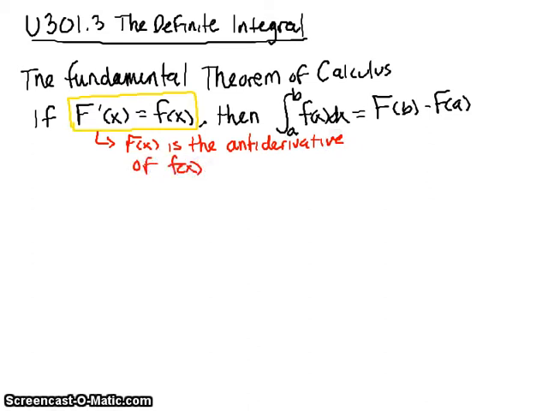What we saw in the last video allowed us to find this capital F of x, the antiderivative of lowercase f of x. So how we're going to use that is this integral from a to b: we find the antiderivative, we plug in b, we plug in a, we subtract, and that's going to give us our total area under the curve. It's going to give us the definite integral.